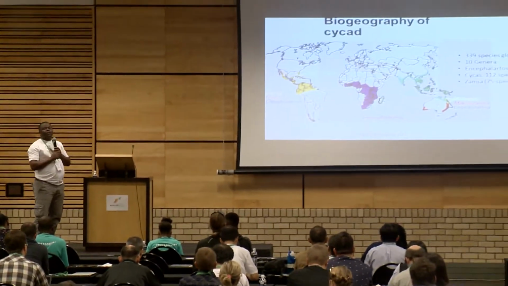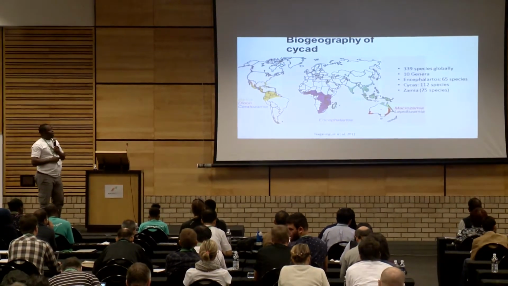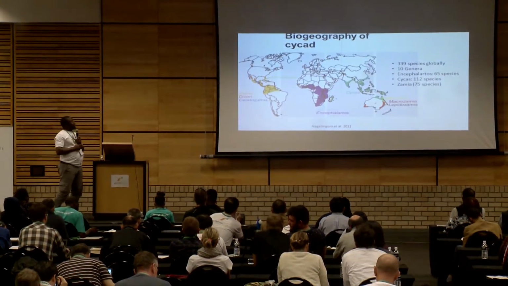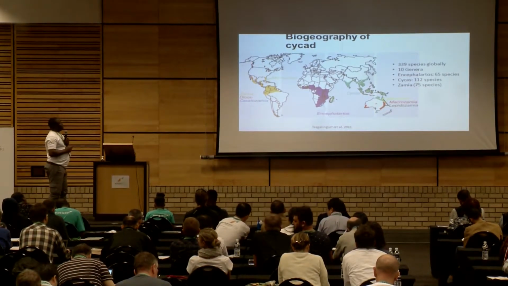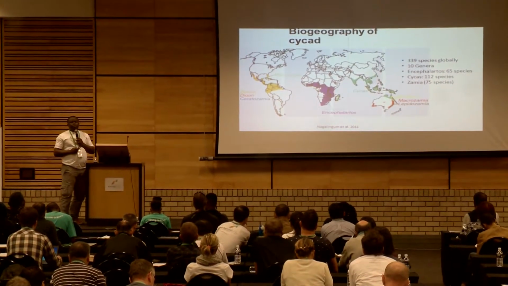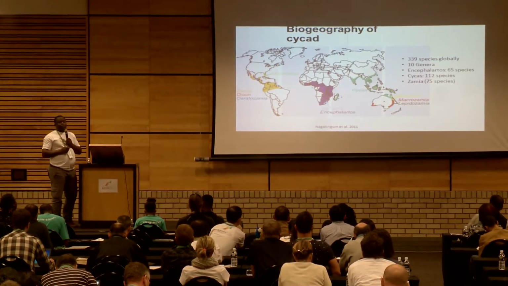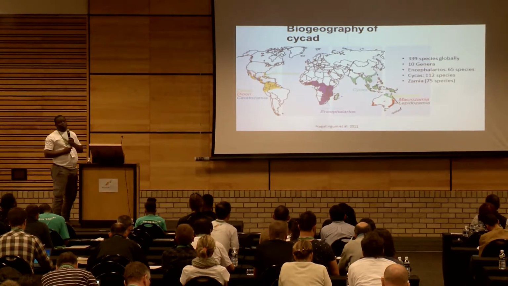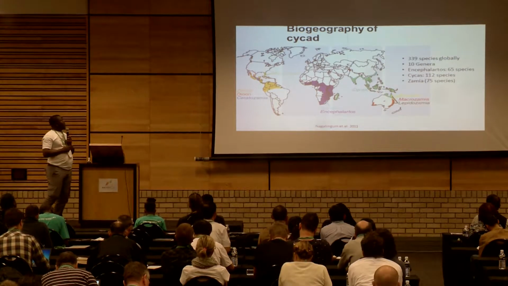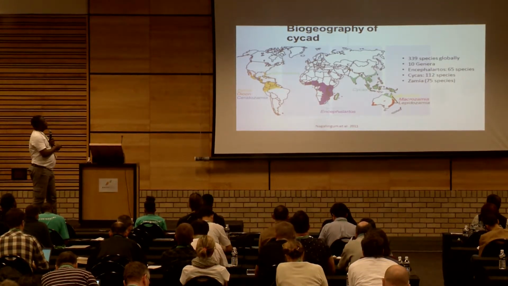We have about 340 species of cycads, some say 345 species, in 10 genera, but I will specifically be talking about 3 of them. The genus Encephalartos, that I'll be referring to as the African cycad, has about 65 species. I'll also be talking about the genus Cycas, which has about 112 species. The last genus I'll be talking about is the genus Zamia, which has about 75 species, and I'll be referring to it as the American cycad.